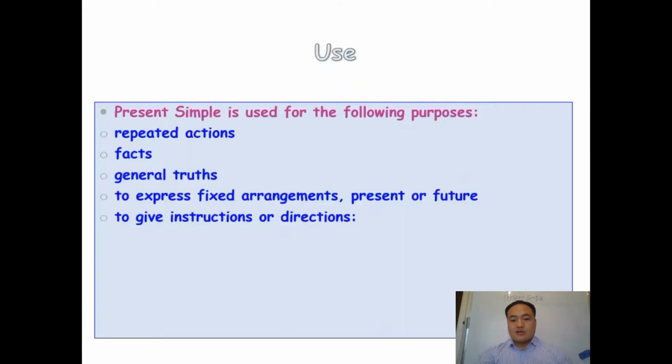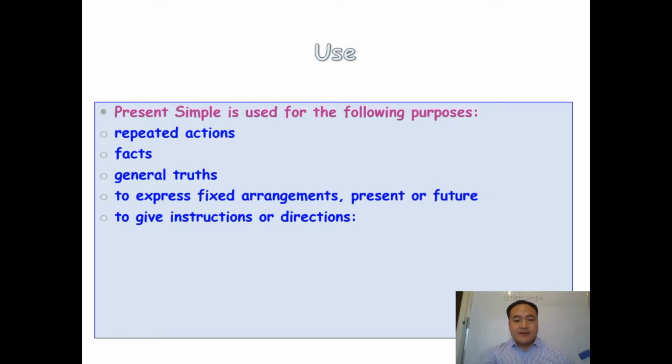So what is the present simple tense? The present simple tense is one of the several forms of present tense in English. It is used to describe habits, unchanging situations, general truths, and fixed arrangements. The simple present tense is very, very simple to form. So you just need the base form of the verb and the subject.